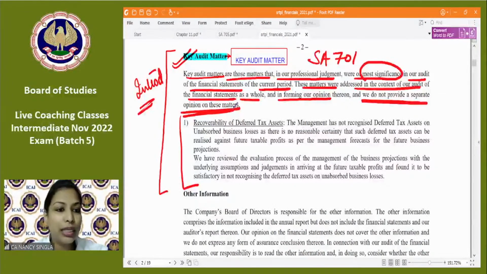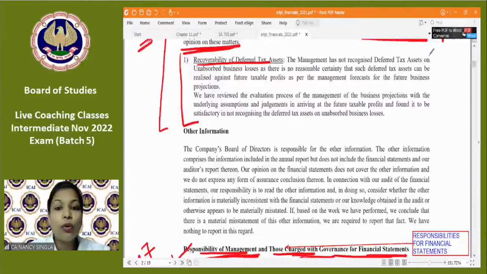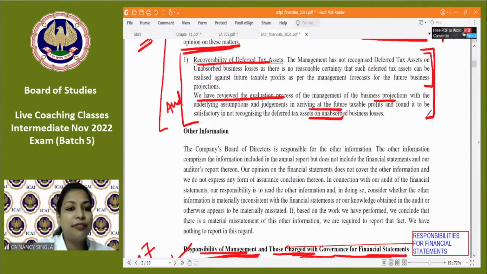We are not giving any separate opinion. Here we have told the users what key audit matter is and that it is not a separate opinion. Then a sub-heading will come, recoverability of, let's say, deferred tax assets. So why is it a key audit matter? And then what audit procedures has the auditor done? We have reviewed the evaluation process. So this matter as such is not in detail.